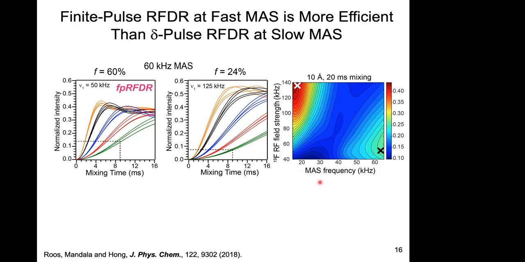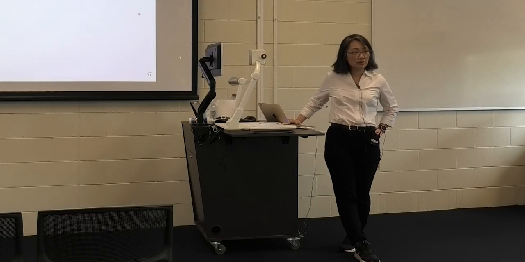It's just a slightly fancier way of plotting, saying what I just said. If you consider MAS frequency and RF field strength, you would get the highest intensity in two regimes, either slow spinning and strong pulses, short pulses, or fast spinning and weak pulses. Okay, so I stop here and do codex then, so everybody can take a break.